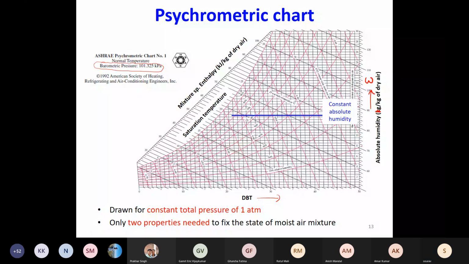Then you have these curved lines. These curved lines are constant RH lines. RH equals 10%, 20%, 30%, and the maximum is this saturated line, RH equals 100%. Then you also have these slanted pink lines. These are actually not very useful for the processes that we are going to discuss, but it is still drawn there. These are constant specific volume lines, or you can also look at it as constant density lines.